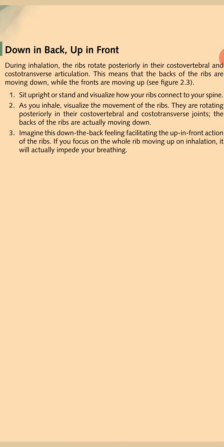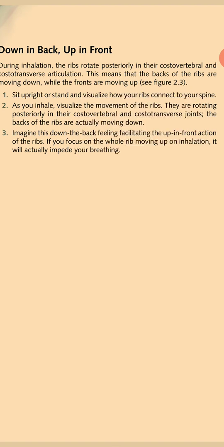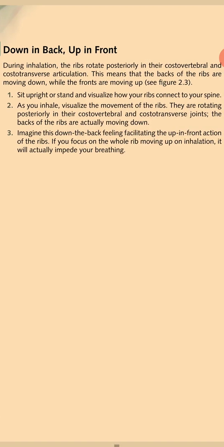Down and back, up in front. During inhalation, the ribs rotate posteriorly in their costovertebral and costotransverse articulation. This means that the backs of the ribs are moving down while the fronts are moving up.